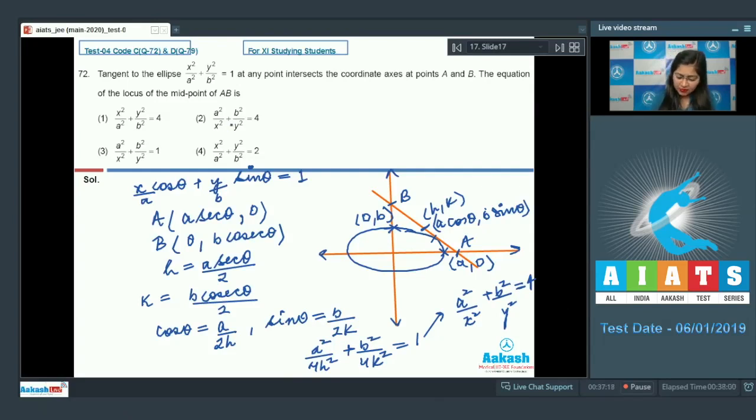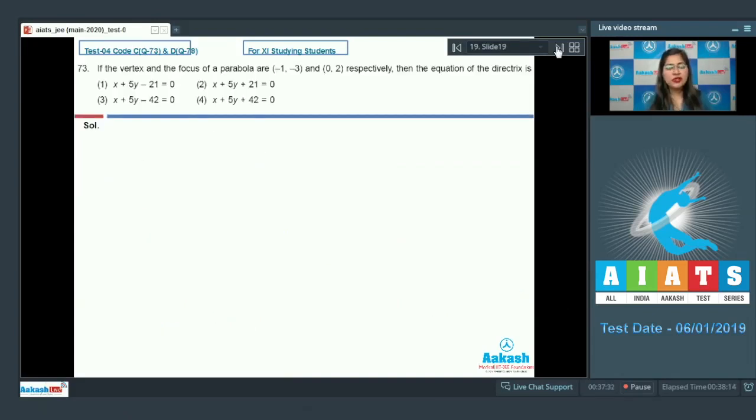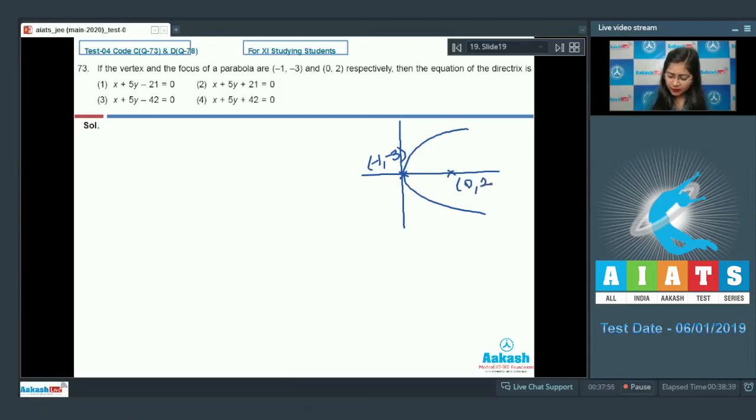So the correct answer will be option number 2. Next is question number 73, which says that if the vertex and the focus of a parabola are (-1, -3) and (0, 2) respectively, then the equation of the directrix is. So let us say this is the parabola, and the vertex of the parabola is (-1, -3) and the focus of the parabola is (0, 2).